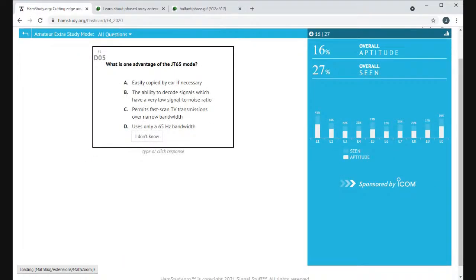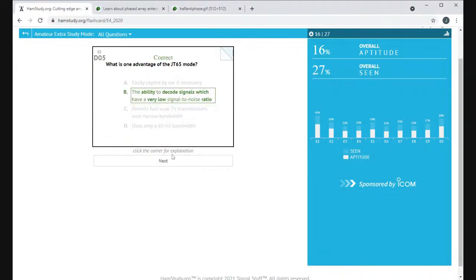First question: what is one advantage of JT65 mode? A. Easily copied by ear if necessary. B. The ability to decode signals which have a very low signal-to-noise ratio. C. Permits fast-scan TV transmissions over narrow bandwidth. D. Only uses 65 Hz bandwidth. I'm going to go with B, the ability to decode signals which have a very low signal-to-noise ratio. And that is correct.